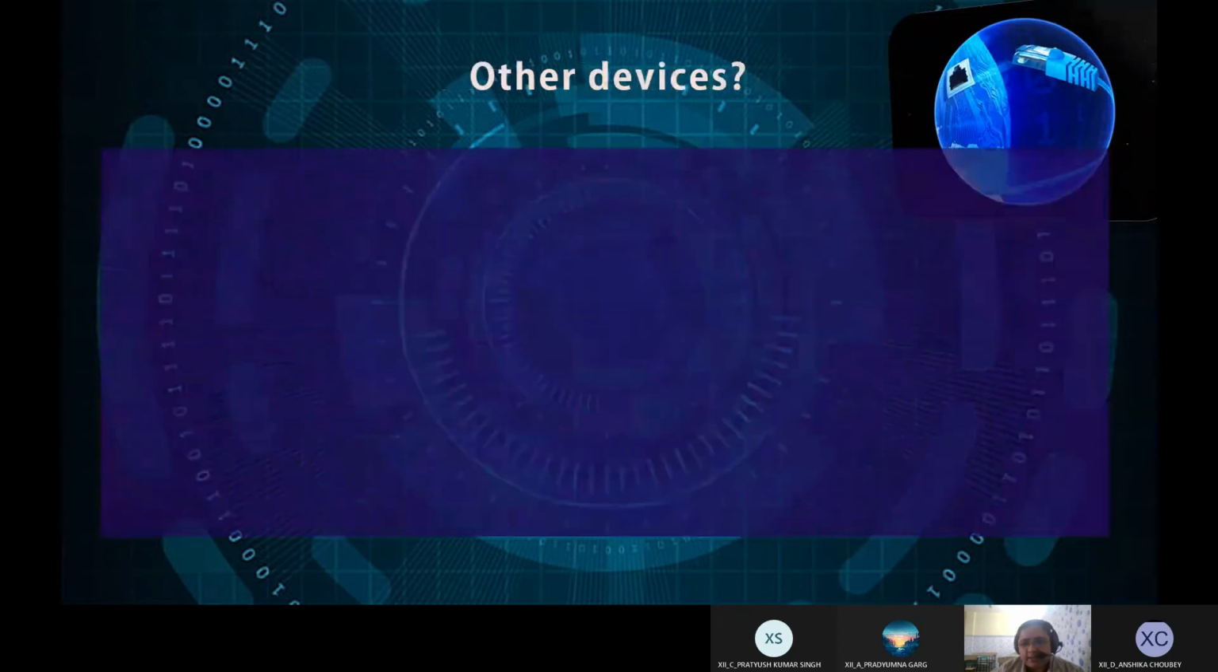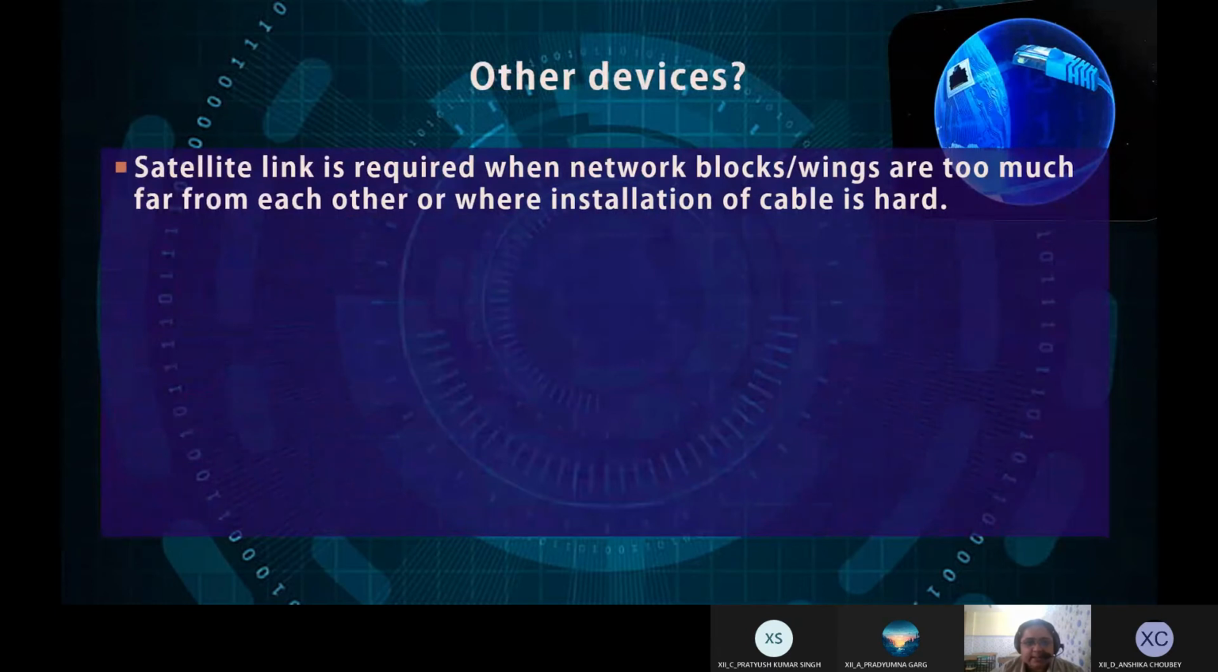Next, other devices which can be installed. Satellite link is required when network blocks or wings are too far from each other or where installation of cable is hard. That is inaccessible regions, like a mountainous or very hilly region where not many people commute from one place to another. There are too many trees, or hills, or many obstacles in the path. So what can be used? Satellite link can be used in those places.